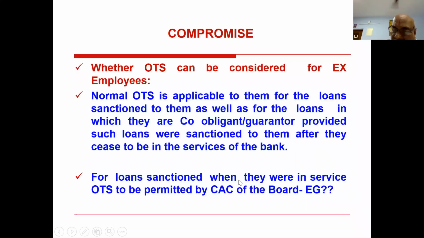You see, for loans sanctioned when they were in service, either loans they availed, or loans for which they are guarantor, or for loans they are co-borrowers, when it becomes NPA after they retired from the services of the bank, normal authority cannot sanction the OTS. None other than only one authority in the bank can sanction the OTS, CAC of the board. For willful defaulters, MC of the board. For employees who availed loan or were guarantor when they were in service, after the retirement, the loan becomes NPA, CAC of the board only is empowered to sanction the OTS. So the question is whether OTS can be considered for ex-employees of the bank. These are the two conditions.